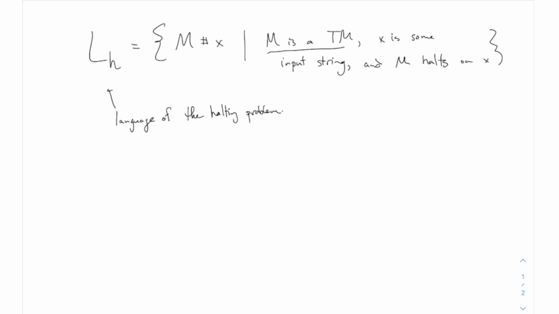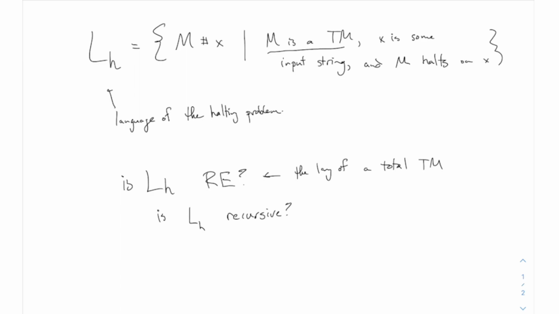All right, so this language, LH, is what we're going to be talking about for the rest of today. I hope it makes sense. It's a very weird language, but it consists of string representations of a Turing machine together with some input where that machine actually halts on that input. Very strange, but we are going to ask, is this recursively enumerable, or is this recursive? That is to say, remember, recursively enumerable means, is it the language of a total Turing machine? And this means, is it the language of any Turing machine?